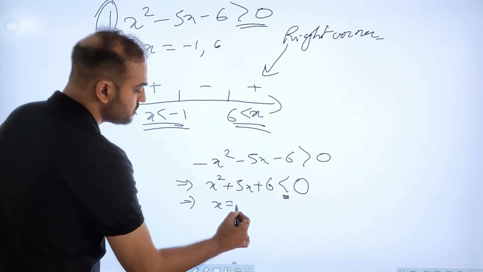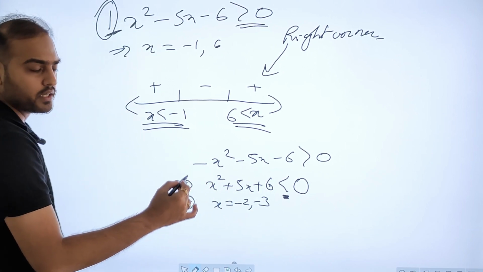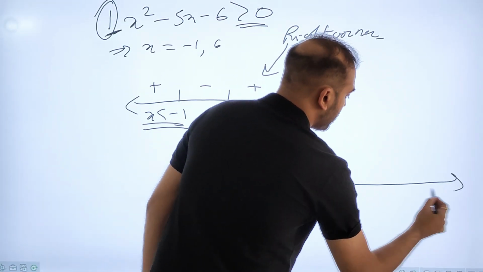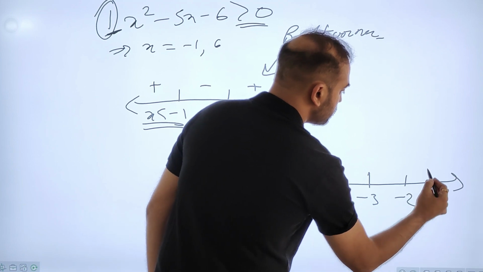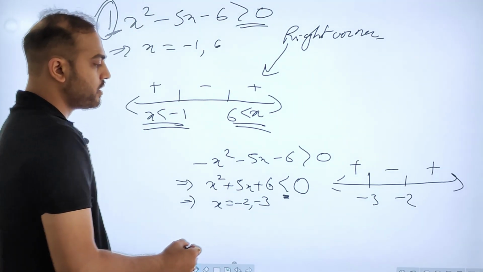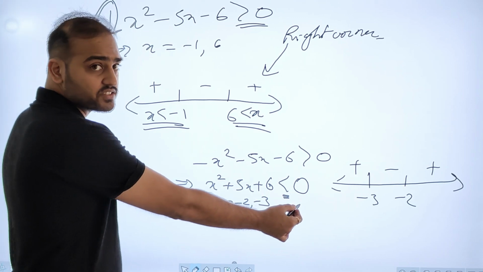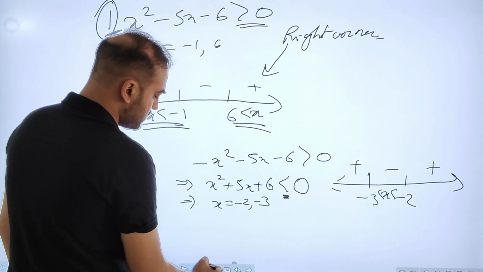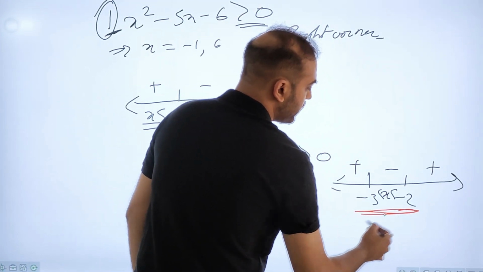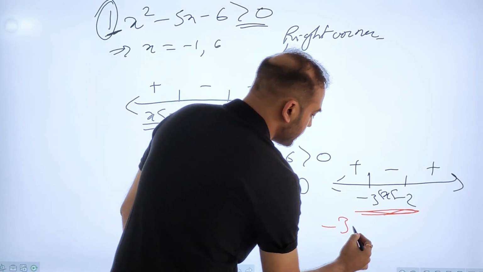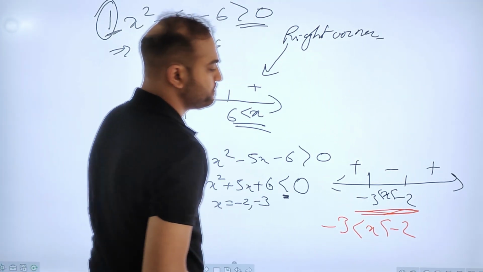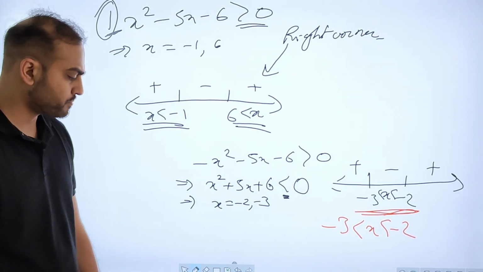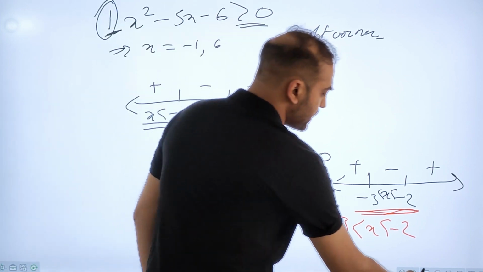Now if you find the roots, they are -2 and -3. Again number line, -3, -2, plus minus plus. What do I want? The question wants less than 0. Less than 0 means negative region. So x is between -3 and -2. Okay, I hope you understand this.